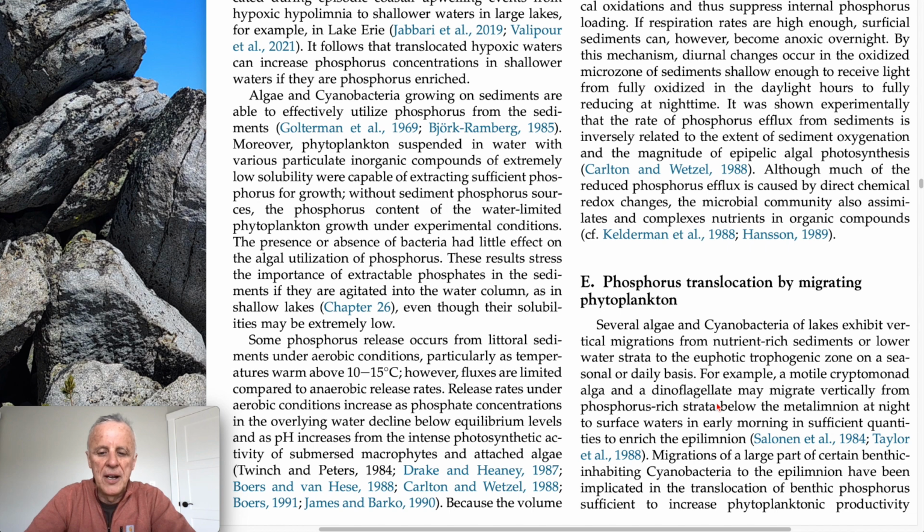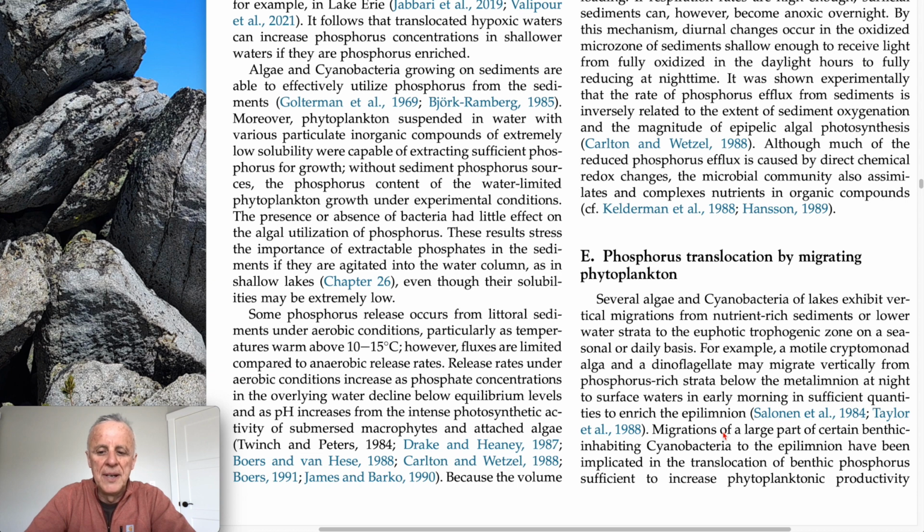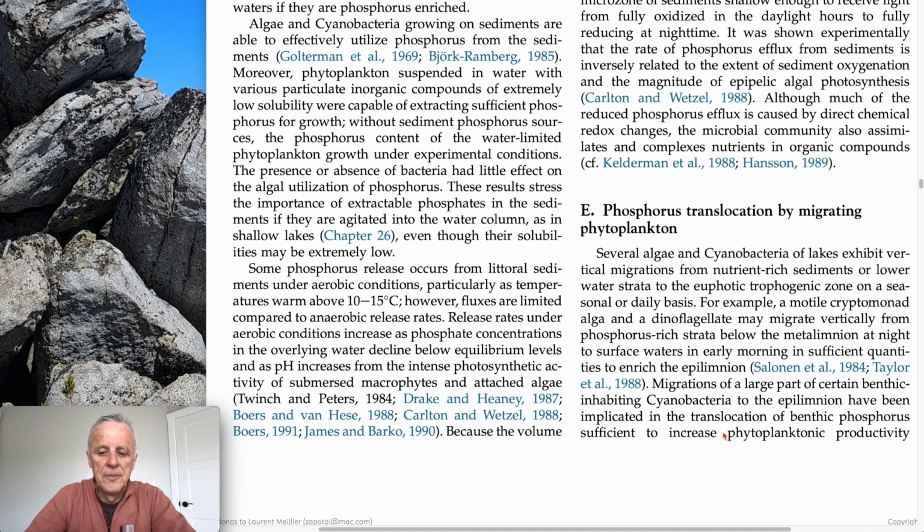Phosphorus translocation by migrating phytoplankton. Several algae and cyanobacteria of lakes exhibit vertical migrations from nutrient-rich sediments or lower water strata to the euphotic trophogenic zone on a seasonal or daily basis. For example, a cryptomonad alga and a dinoflagellate may migrate vertically from phosphorus-rich strata below the metalimnion at night to surface waters in early morning in sufficient quantities to enrich the epilimnion.